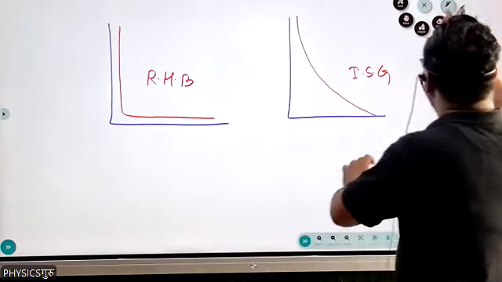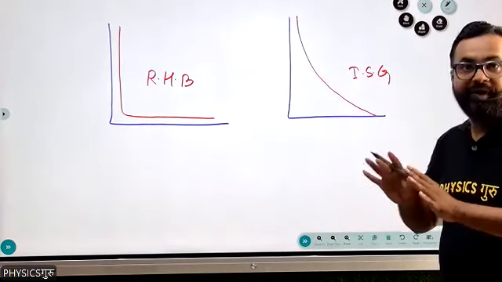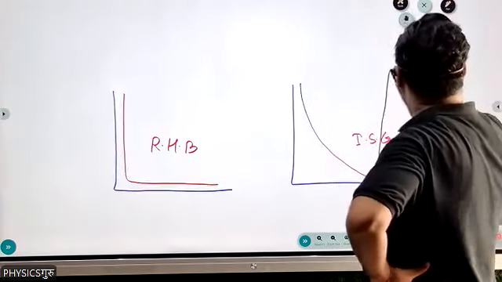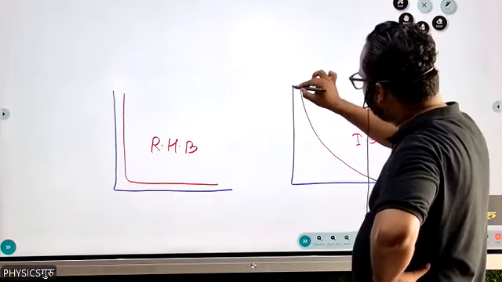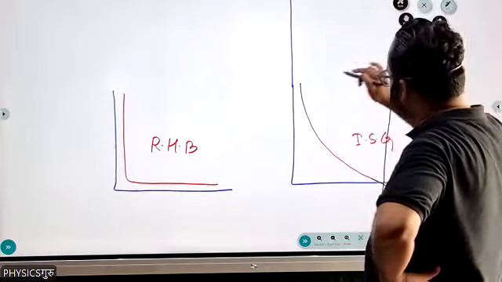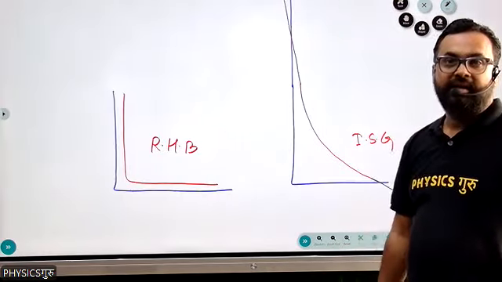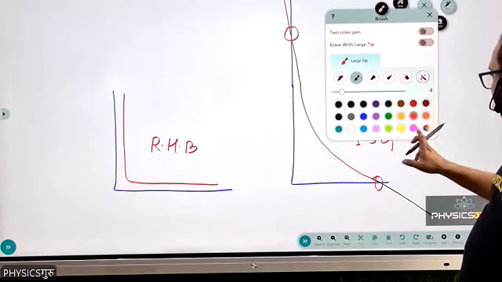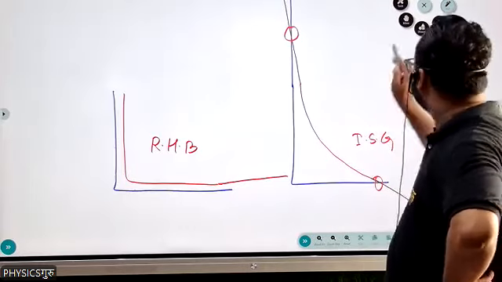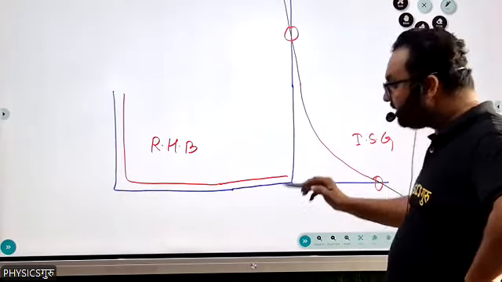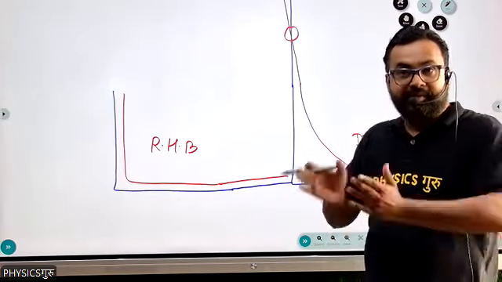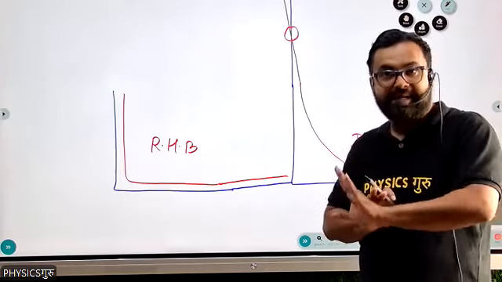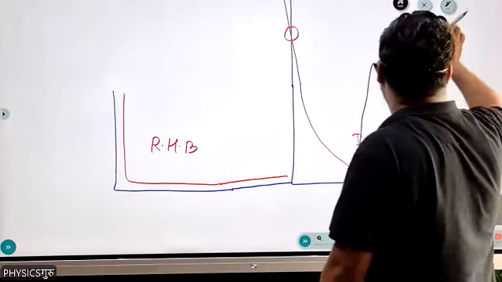It is important to note that before infinity, the ISG graph will cut the x-axis and y-axis. If I extend the graph, it will definitely cut x and y. We have cutting at these 2 points. But the RHB graph will only go close to 0; it moves parallel like this and will not intersect. When a graph does not cut the x-axis and y-axis and moves parallel, this condition is called an asymptote.